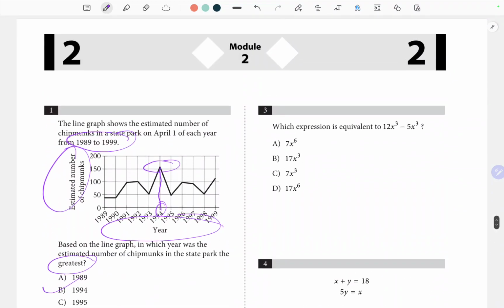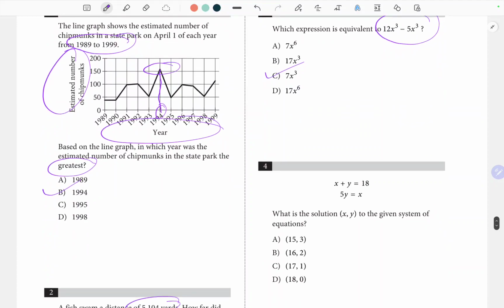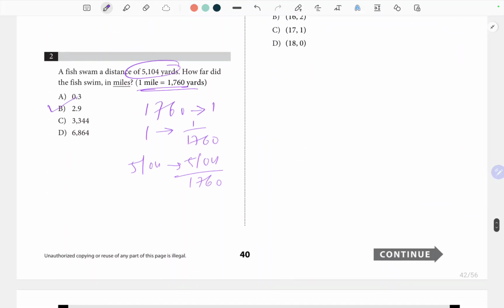Now which expression is equivalent to 12x cubed minus 5x cubed? Both are x cubed, so we can just subtract 12 minus 5, that is 7. So 7x cubed. x plus y is 18, 5y equals x. What is the solution to the given system of equations? We need to find just x and y. So just put x as 5y here. 5y plus y is 6y. 6y is 18, y is 3, then x is 15. 15 comma 3.